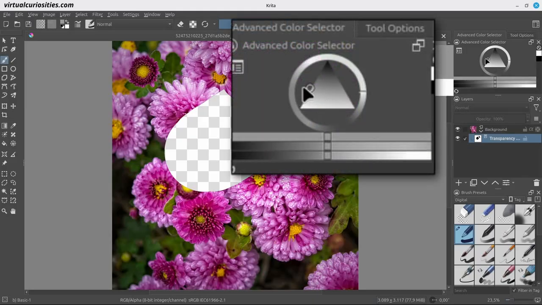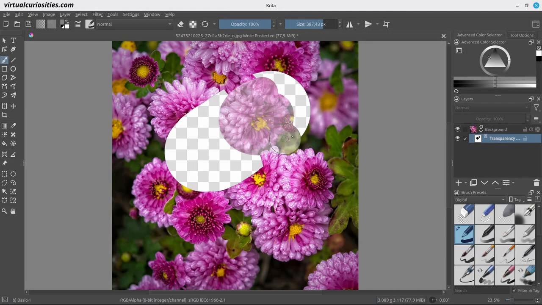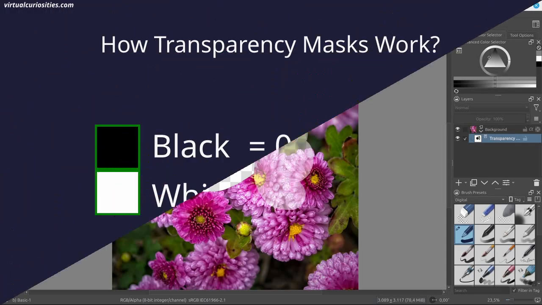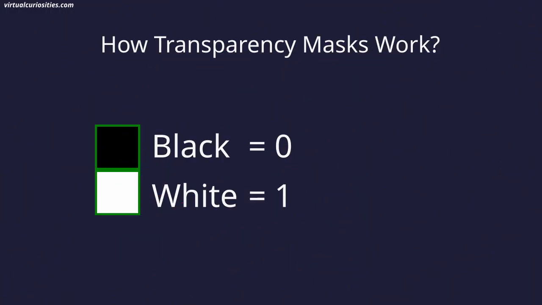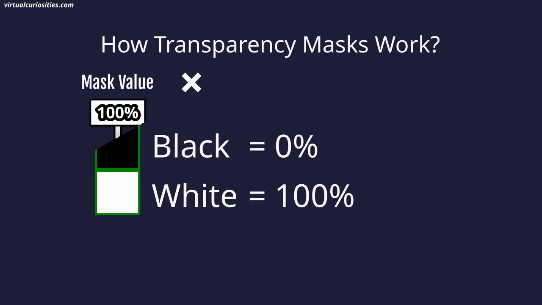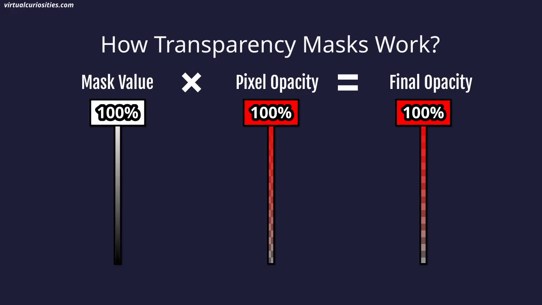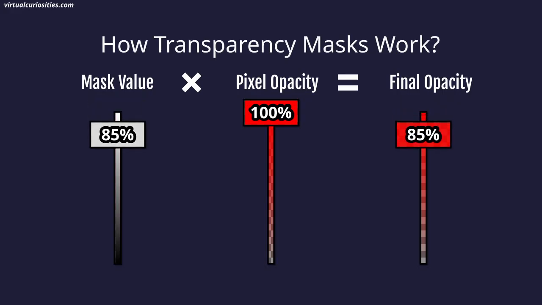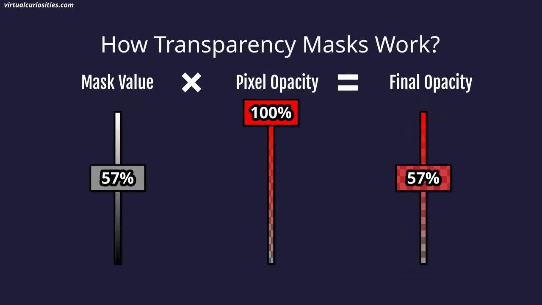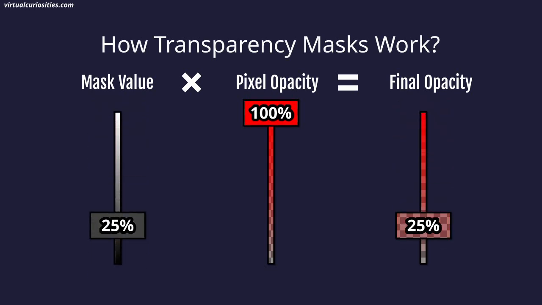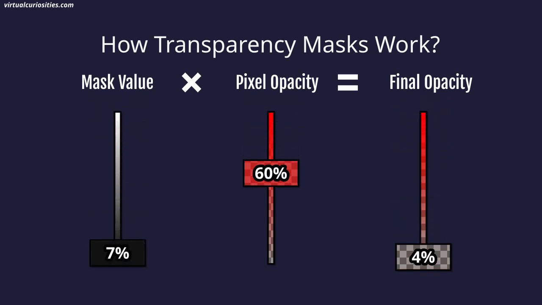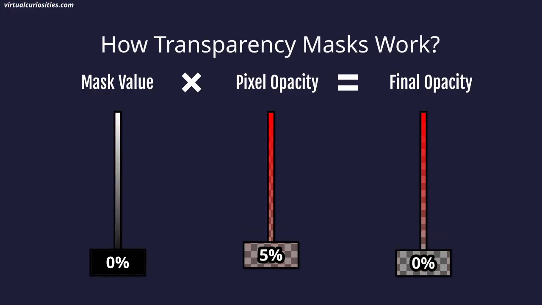Let's try the gray color next. If we use this color, the result is neither fully opaque nor fully transparent, but semi-transparent instead. The way this works is that Krita and other drawing programs treat the black and white colors as if they meant the numbers 0 and 1, or 0% to 100%. Then they multiply the opacity of the pixels of the layer by the value of the mask to calculate the final opacity of the layer. This means that transparency masks always make the layer become more transparent, never more opaque.